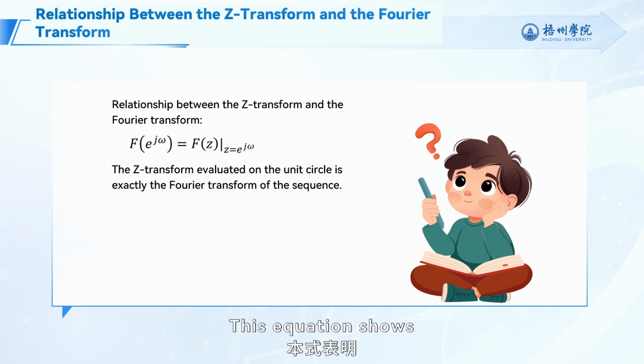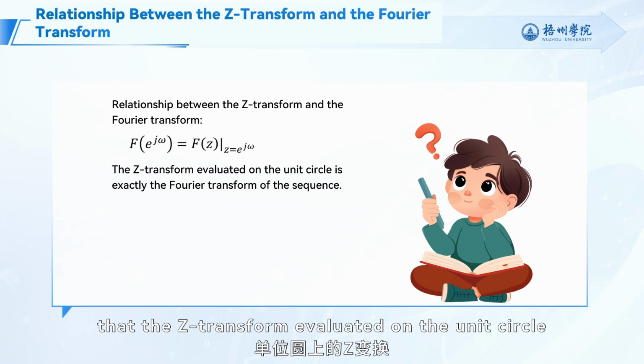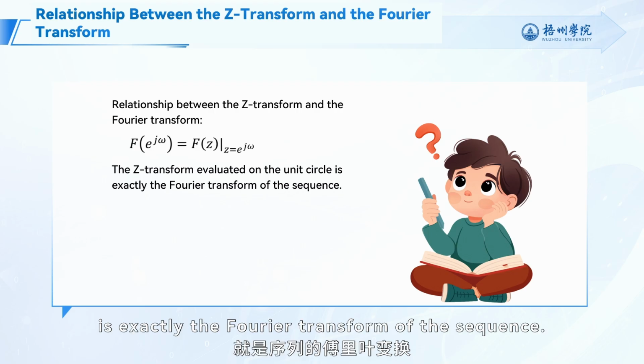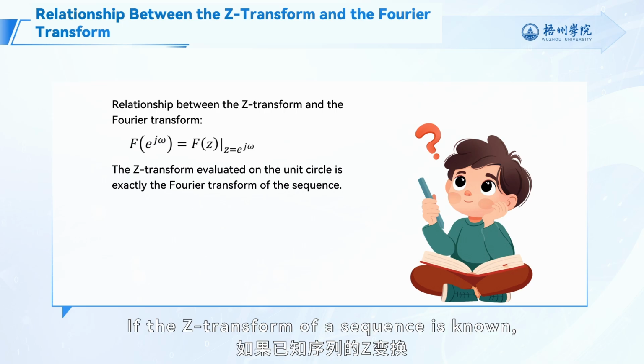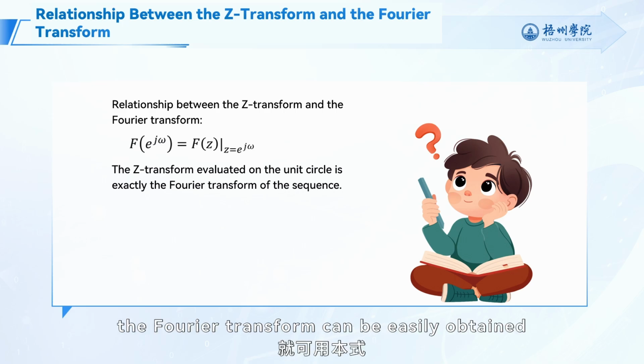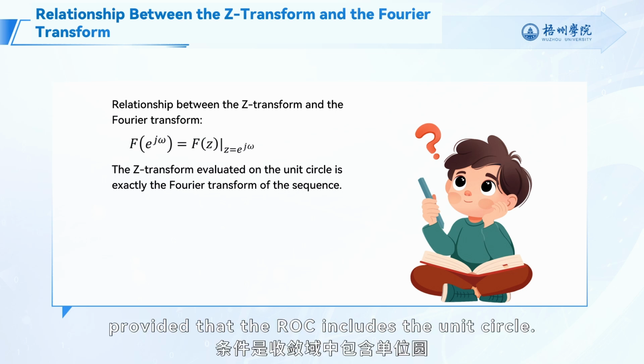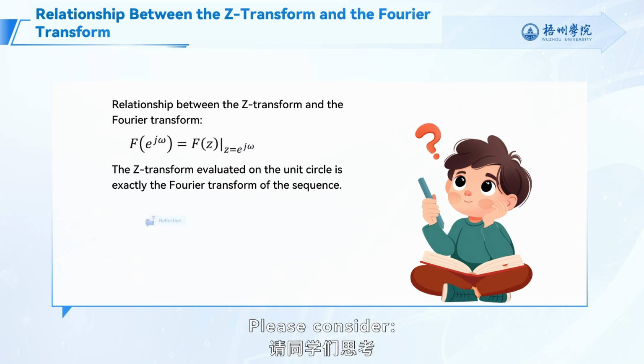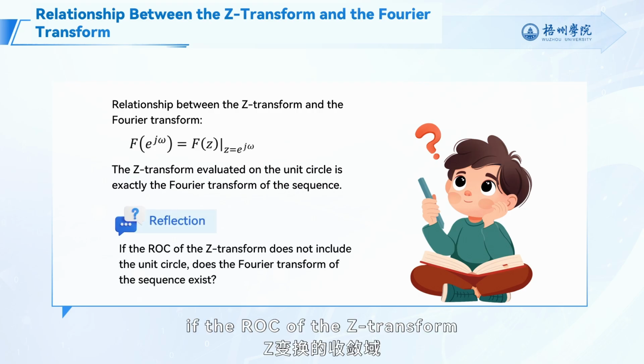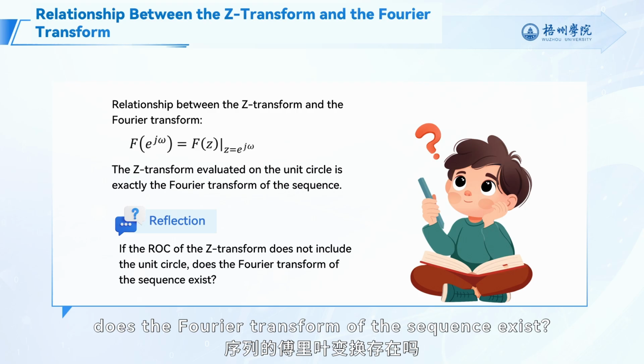This equation shows that the Z-transform evaluated on the unit circle is exactly the Fourier transform of the sequence. If the Z-transform of a sequence is known, the Fourier transform can be easily obtained using this equation, provided that the ROC includes the unit circle. Please consider, if the ROC of the Z-transform does not include the unit circle, does the Fourier transform of a sequence exist?